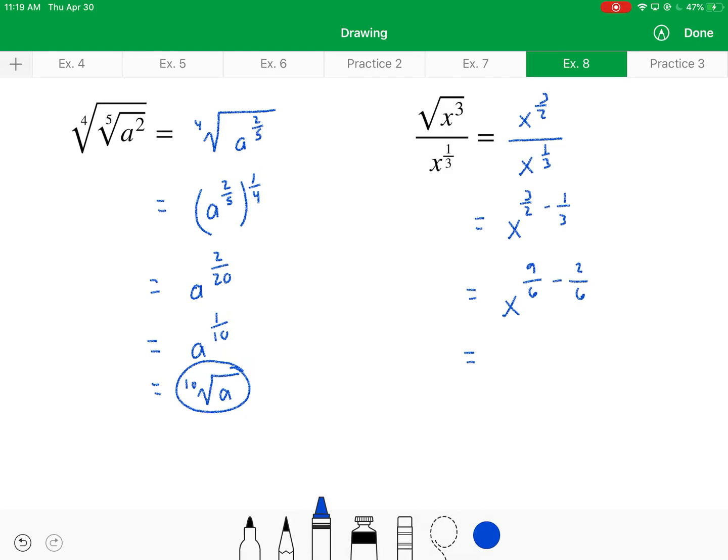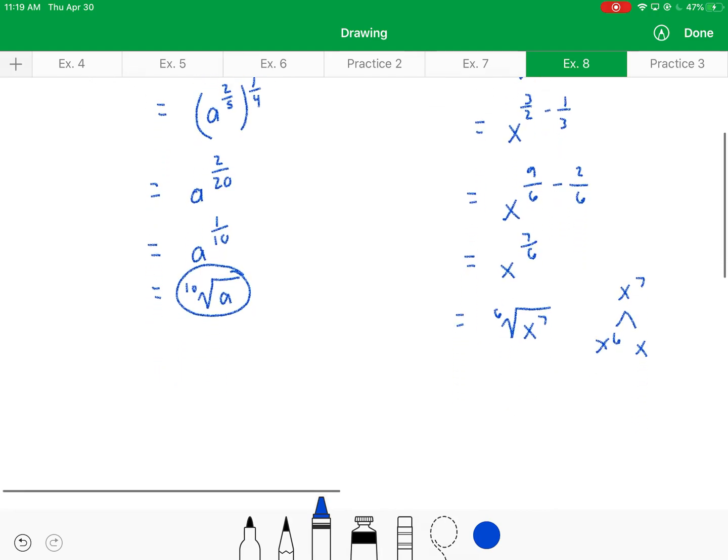Okay, 9/6 minus 2/6, that's of course 7/6, right? That's going to give me the 6th root of x to the 7th. And then notice you can simplify here a little bit. X to the 7th, let's think of that as x to the 6th times x. 6th root of x to the 6th is, of course, x. And then multiply that by the 6th root of another x. Done.